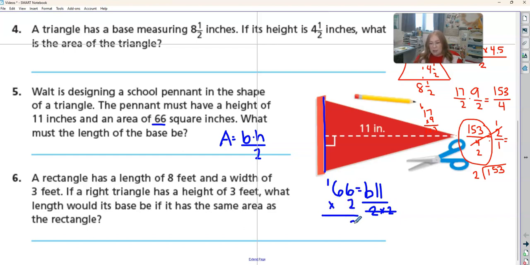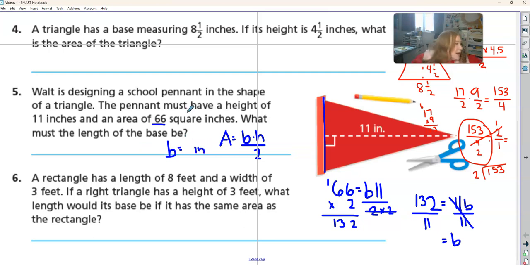So 66 times 2 is 132. Now we have 132 equals 11 B's. We're timesing those together, I have 11 of those, so I need to divide by 11 on this side and divide by 11 on this side to get the answer to the base. And now this answer is just going to be in inches, not squared, because 66 is squared. We just have a single dimension we're looking for.